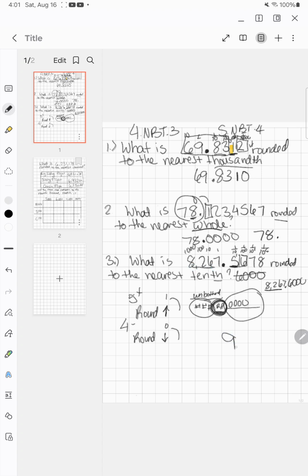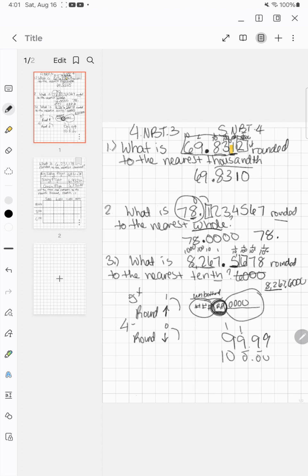And like I said, rarely, if I had 99.99, and I said round that to the nearest whole, now that one is like saying round up 10, carry a 1. So now you do have 100, because 9 plus 1 is 10, carry the 1.